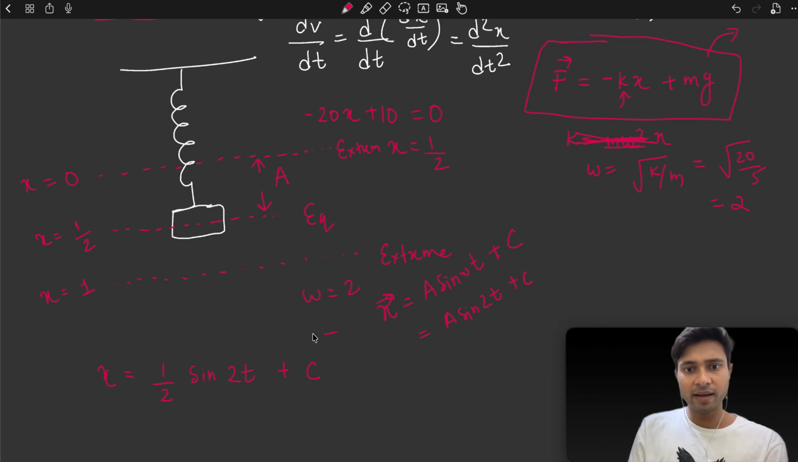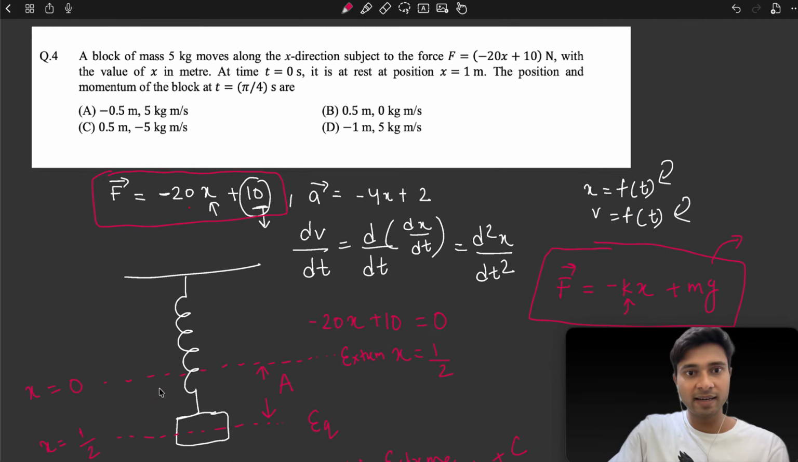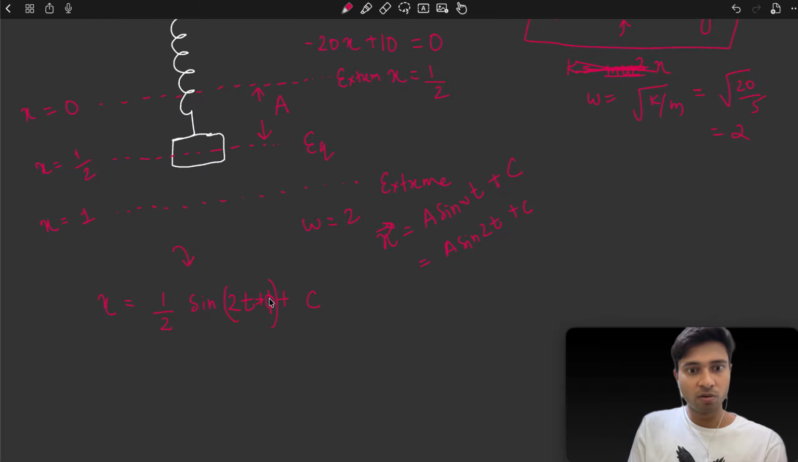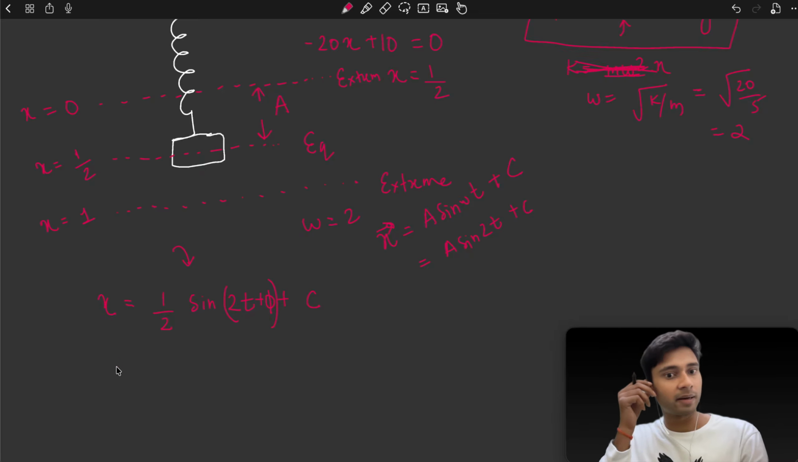Okay, actually there should be some phase difference as well, sine 2t plus phi plus c, a generic equation. Now it was given that at t equal to 0 it is at x equals 1 meter. So we will put t equal to 0 to figure out the value of phi. At t equals 0, x is equal to 1 meter.